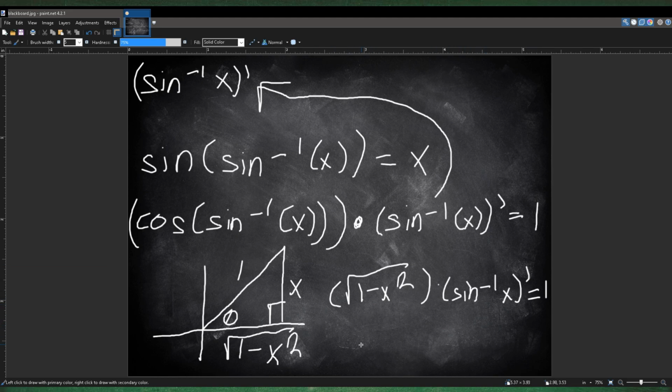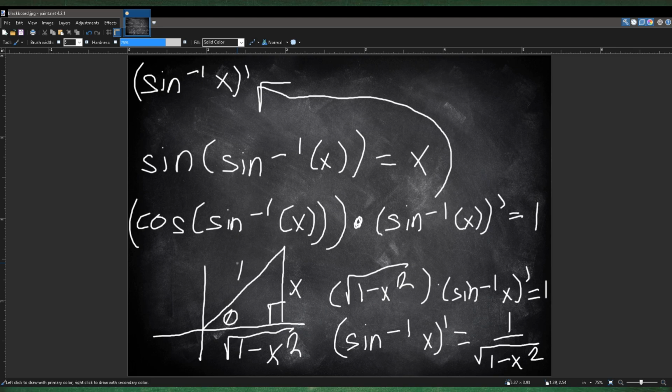And now we could just find it. We could just reverse the equation. So the derivative of the inverse sine of x is just 1 divided by that number, which is 1 divided by the square root of 1 minus x squared. And that's basically how you find the derivative of an inverse trig function. You just do this idea. And we're going to use this idea to derive more inverse functions in a future video.